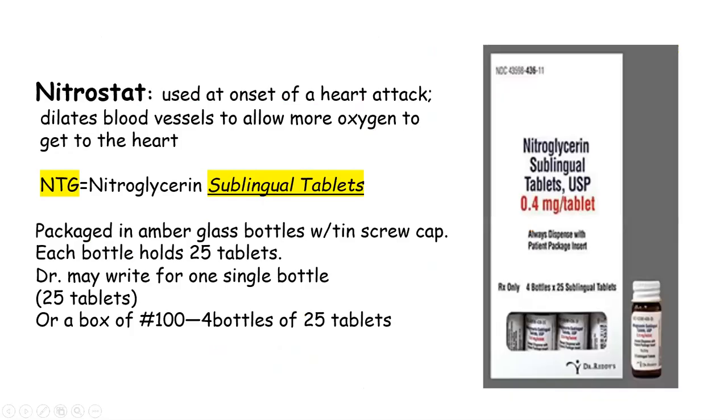Here's Nitrostat. This is a drug you need to know about. It's used at the onset of a heart attack. Once again, it dilates blood vessels to allow more oxygen to get into the heart. It's sublingual. So if a person's bilingual, bi means two, lingual is tongue. Sub means under, lingual is tongue. Sublingual goes under the tongue.